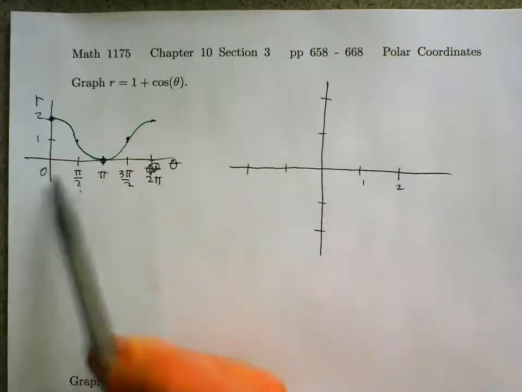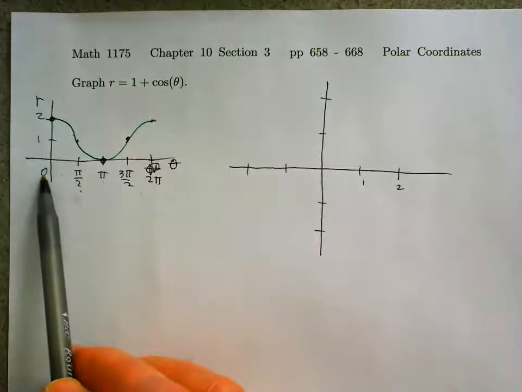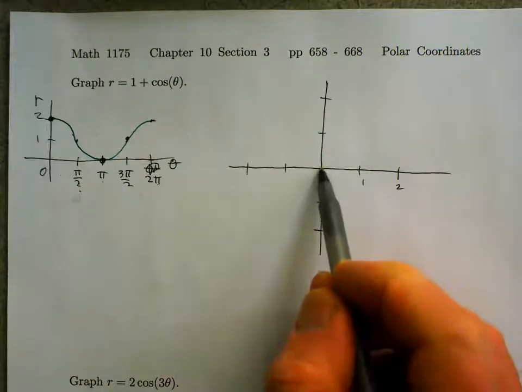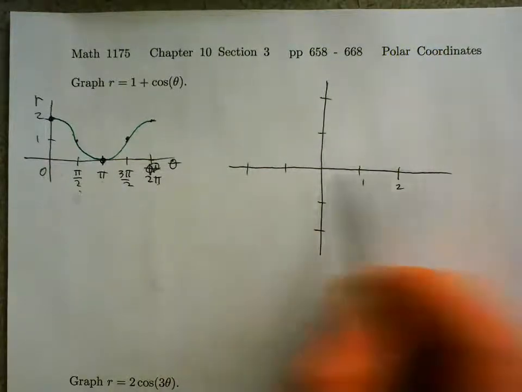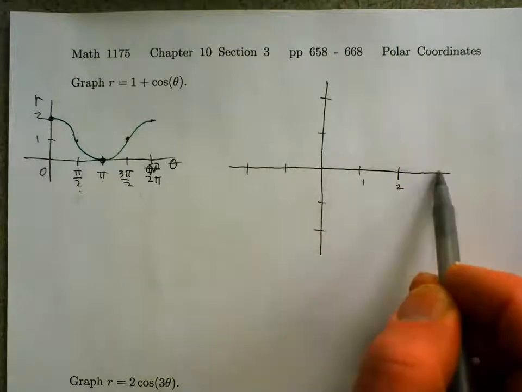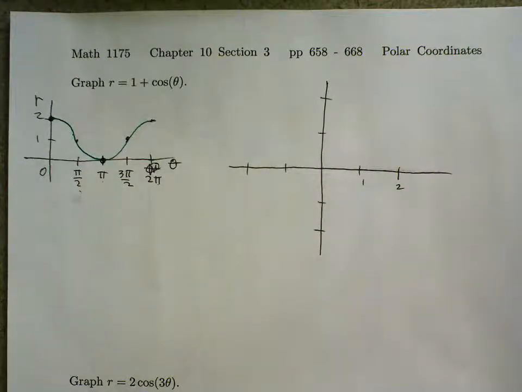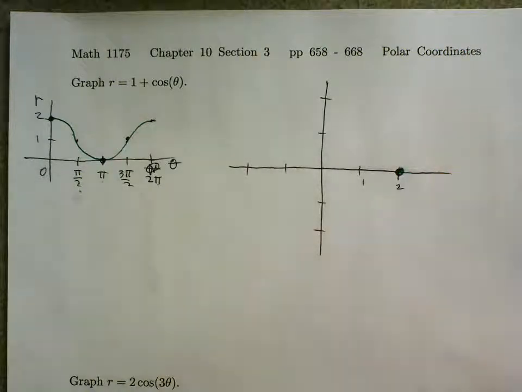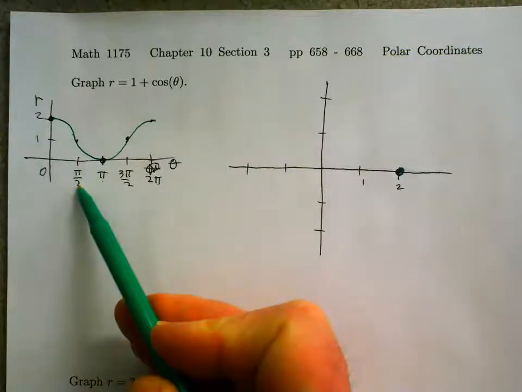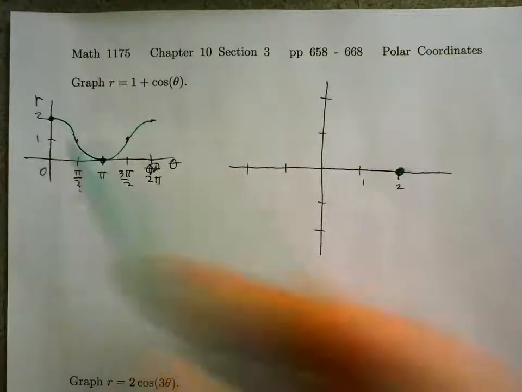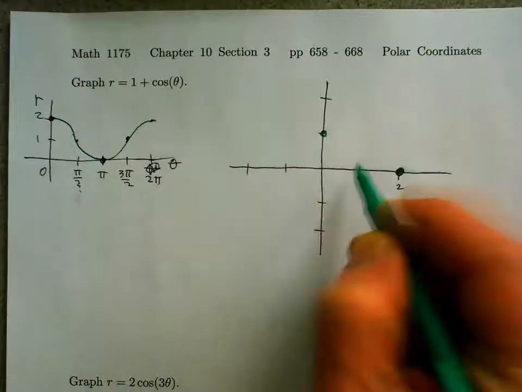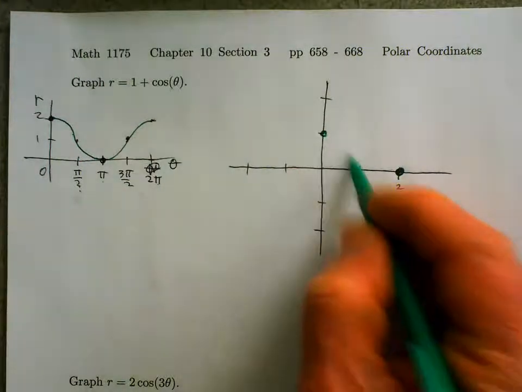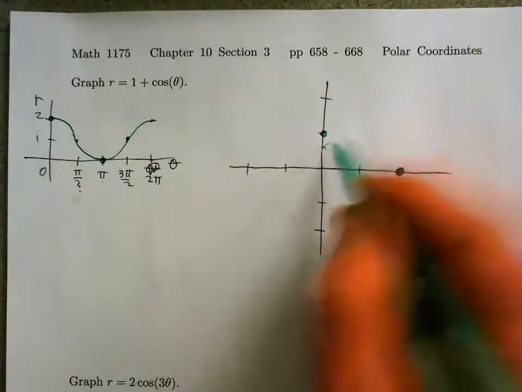Okay, starting with theta equals 0, the r value is 2. So theta equals 0 corresponds to the polar axis, or the positive x-axis. And the r value is 2. So this is a point. If we jump to theta equals pi over 2, the r value is 1. So pi over 2 is 90 degrees counterclockwise. The r value is 1.